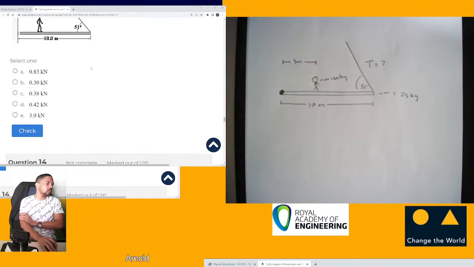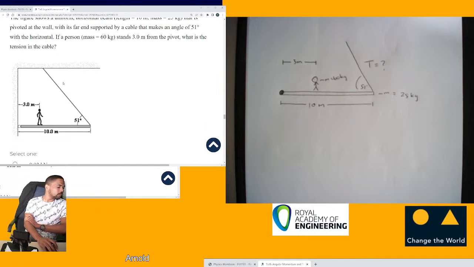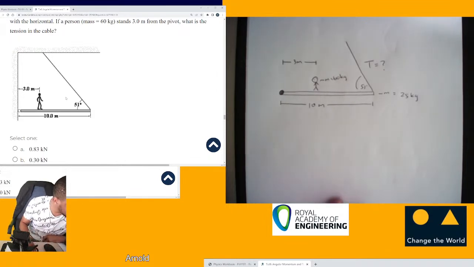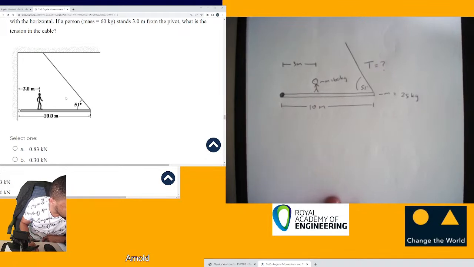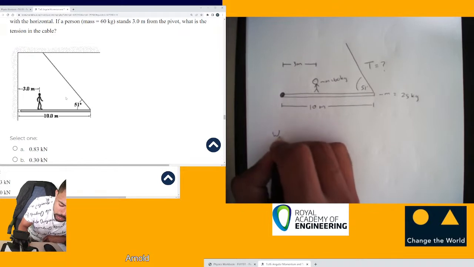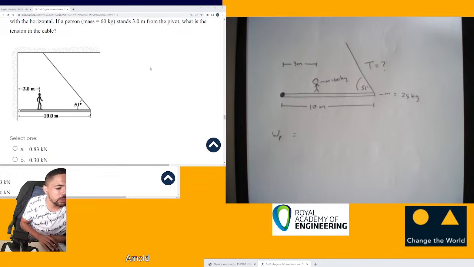Obviously this is an equilibrium problem. First of all, the weight of the person can be determined as follows. Let's first determine the weight of the person. This person is 60 kilograms. So the weight of the person is equal to, let me just go to where there might be questions. Let's go to the weight.